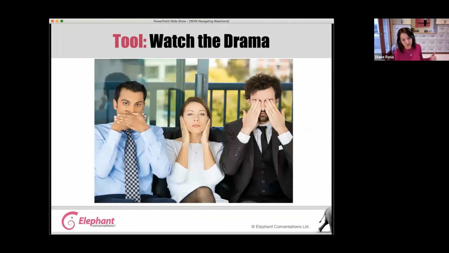And then the third of the tools in the toolbox, and this is inspired from William Ury, is watch the drama rather than getting into the drama. He talks about in his book going to the balcony. This idea of go to the balcony, let the drama unfold, and then wait for your opportunity to step back in.